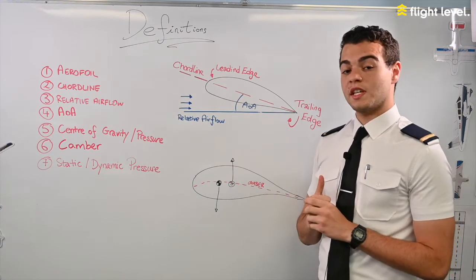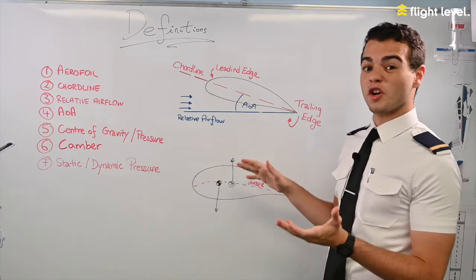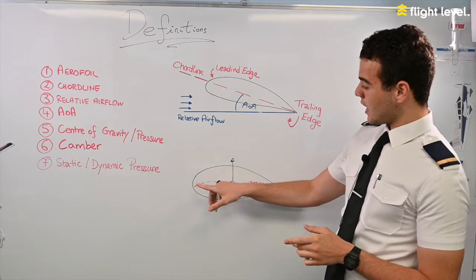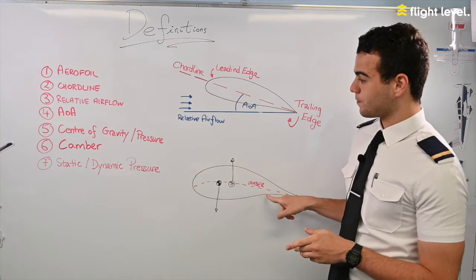Number 6 is the camber. So the camber relates to the thickness of the airfoil, or also the curvature. And it's a line equidistant between the upper side and the lower side of our airfoil, like such.